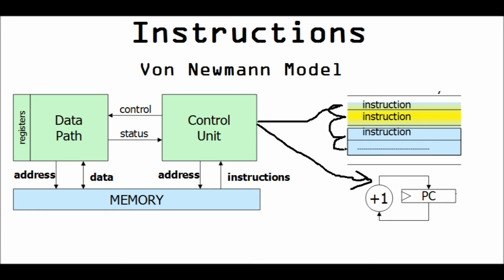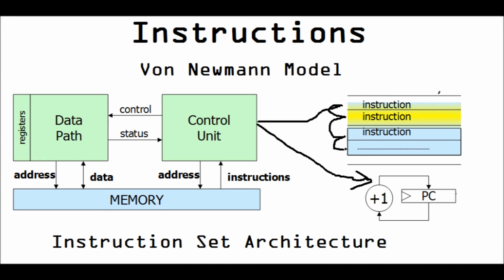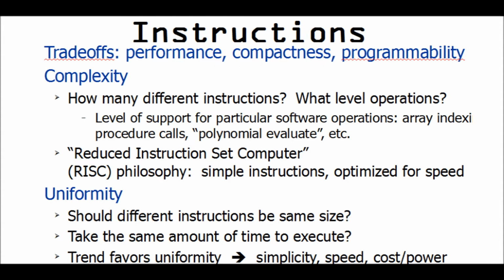Now, how the control unit deals with the instructions is called the instruction set architecture, and this has everything to do with all the instructions. So there are various trade-offs in performance, compactness, and programmability: how many different instructions, what level of operations, etc. The architecture is optimized most often not only for speed, but also for cost, power, and simplicity.